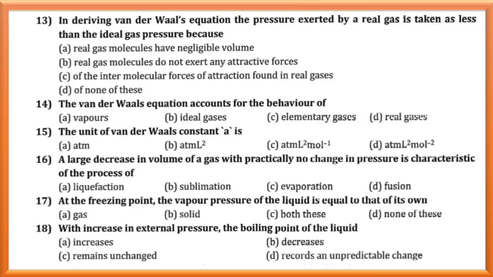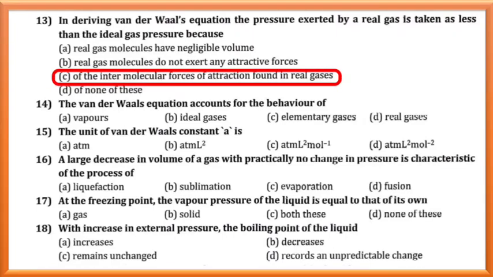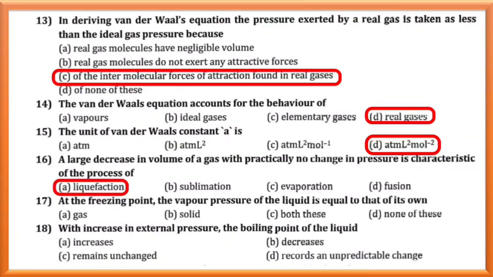In deriving the van der Waals equation, the pressure exerted by the real gas is taken as less than the ideal gas pressure because of intermolecular force of attraction found in the real gas. The van der Waals equation accounts for the behavior of real gas. The unit of van der Waals constant a is atm liter squared per mole squared. A large decrease in the volume of the gas with practically no change in pressure is characteristic of the process of liquefaction.